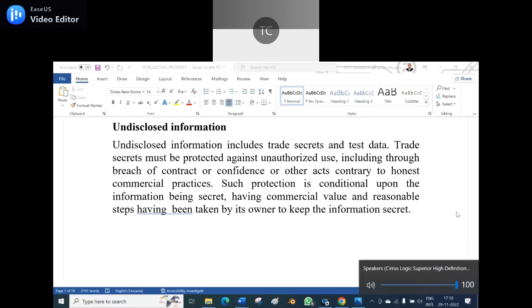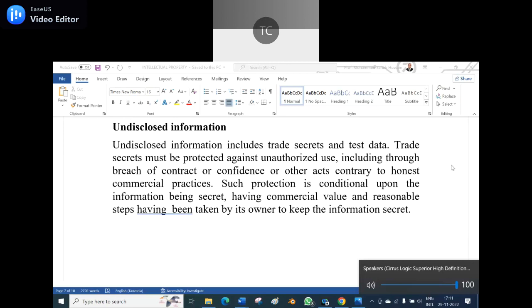Undisclosed information includes trade secrets and test data. Trade secrets must be protected against unauthorized use, including through breach of contract or confidence or other acts contrary to honest commercial practice. Such protection is conditional upon the information being secret, having commercial value, and reasonable steps having been taken by the owner to keep the information secret.